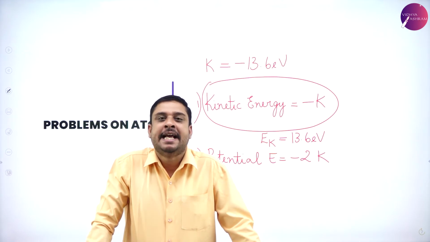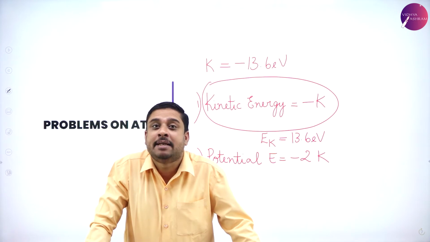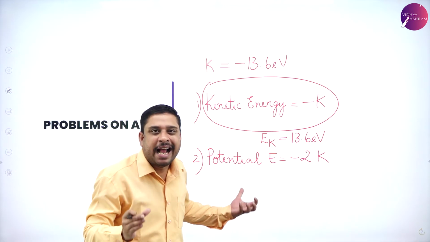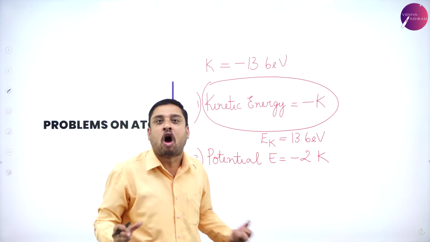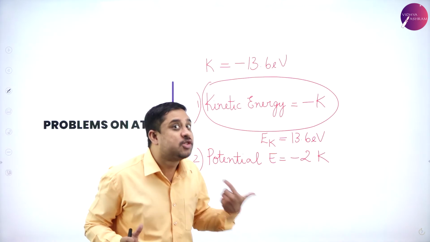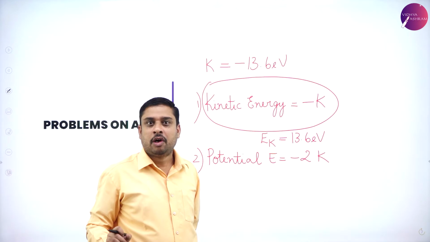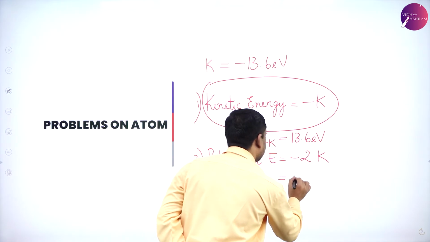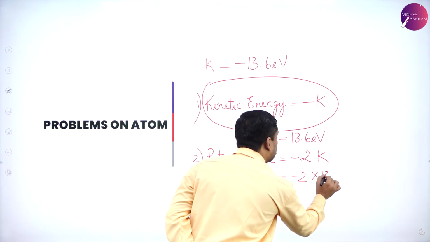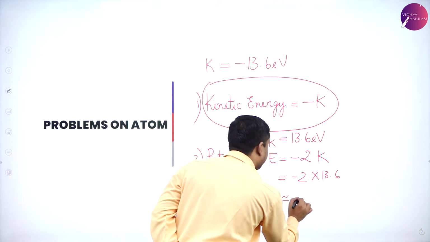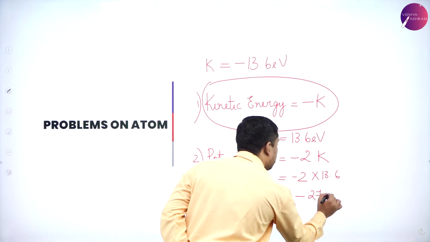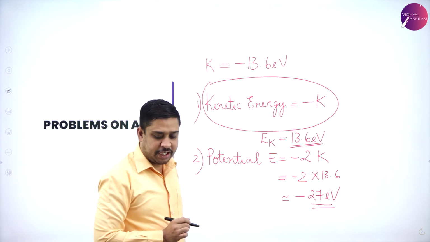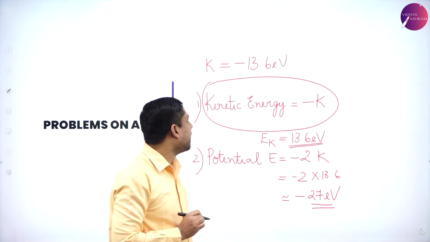Potential energy is minus 2 times the total energy in the ground state, because the potential energy of the electron is due to the influence of the nuclear field. Therefore, this is minus 2 into 13.6, roughly around minus 27 electron volt. So this is the kinetic energy and this is the potential energy.